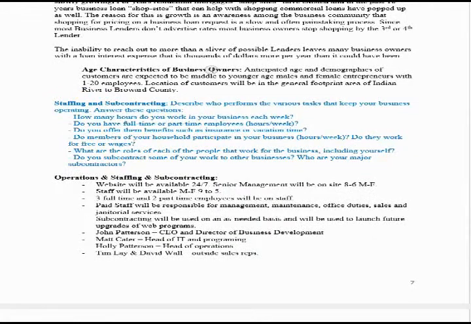Farther on, we put the problem that our customers have: they really can't reach out to a bunch of businesses or a bunch of banks for a business loan because it's such a time-consuming process. And how this helps out. Age characteristics of business owners, and then I put what our anticipated age and the demographics are going to be.